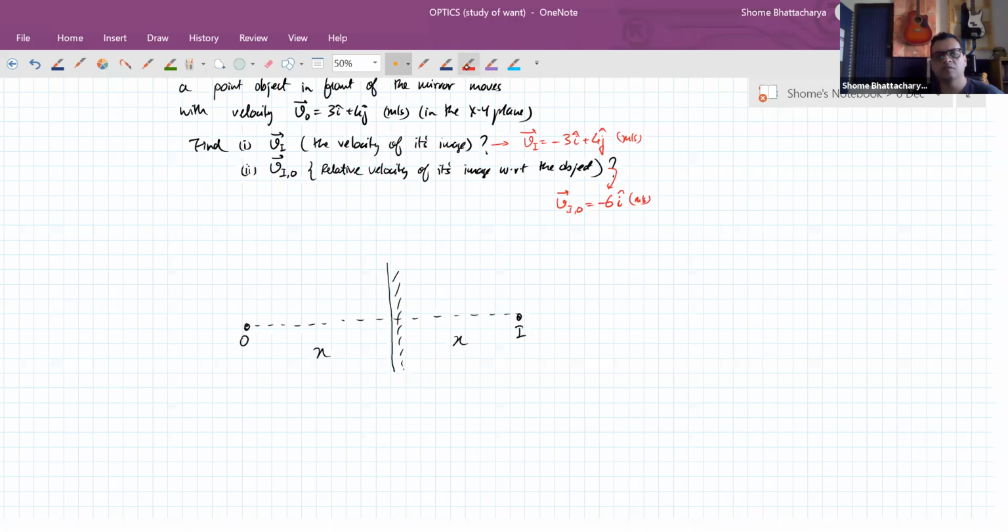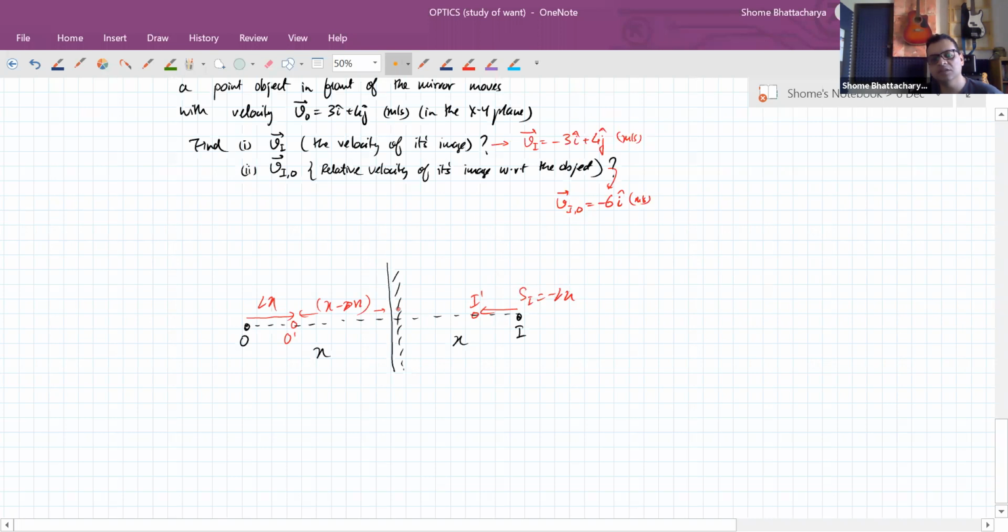Now after some time, let's say the object moves here by some distance delta x. It moves to O prime. So this distance now becomes x minus delta x. So what will happen? The image will have to be here now. Now the image will have to move by a displacement of minus delta x, because this distance will have to be x minus delta x again.